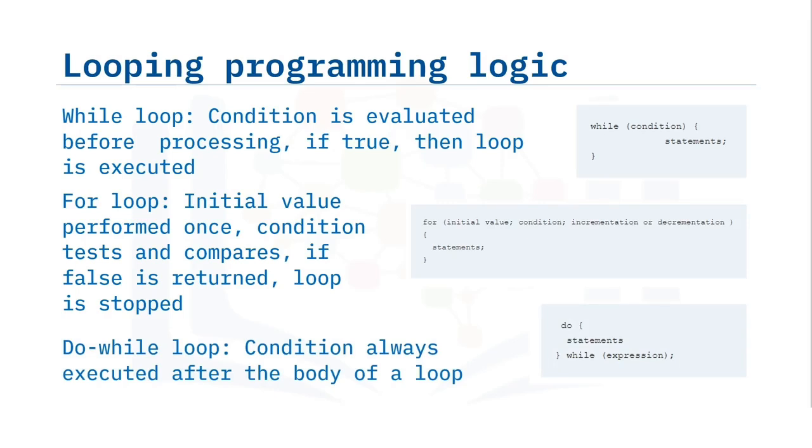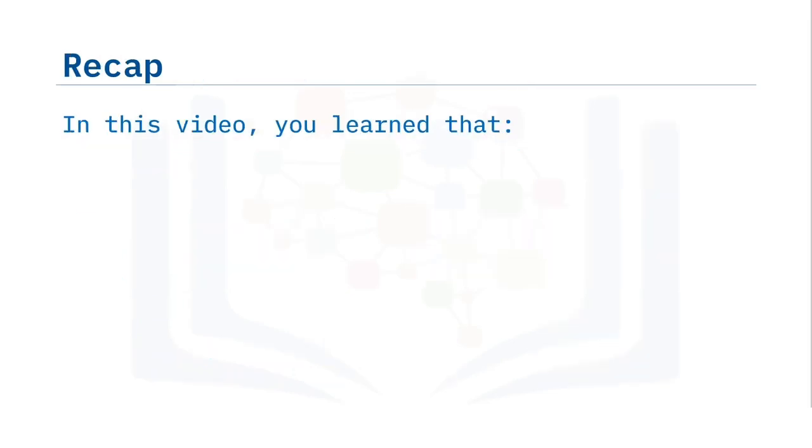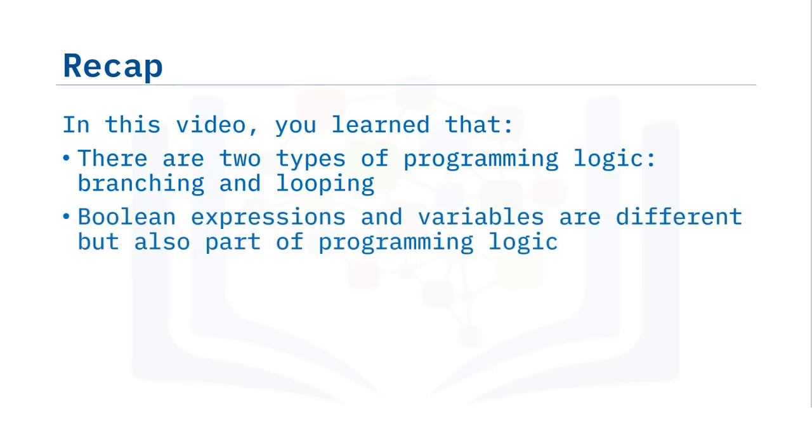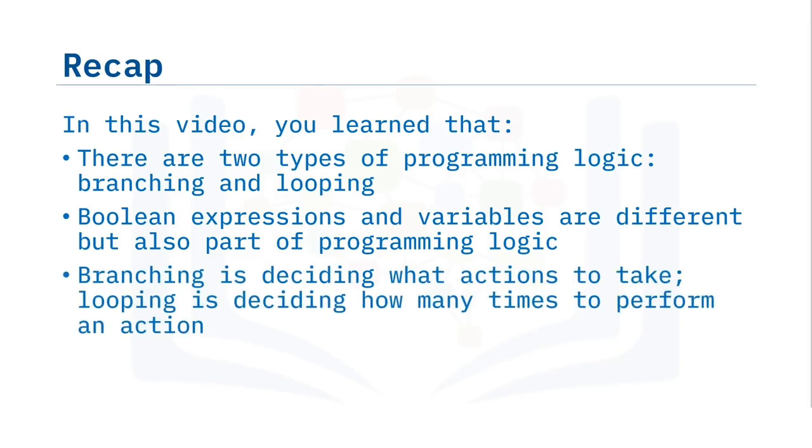It is also called an exit-controlled loop. In this video, you learned that there are two major types of programming logic: branching and looping. Both types of logic use Boolean expressions and variables. Boolean expressions have only two possible values, either true or false, and variables have assigned values that are passed onto a function or subroutine within a more extensive program. Variables have values that can change depending on conditions or information passed to the program. And branching is deciding what actions to take, while looping is deciding how many times to perform a certain action.